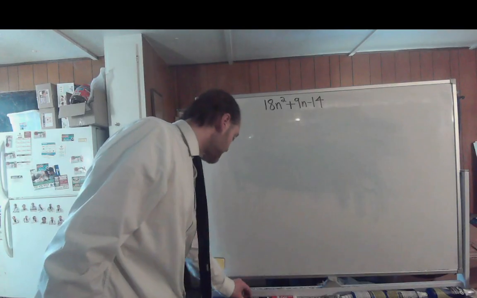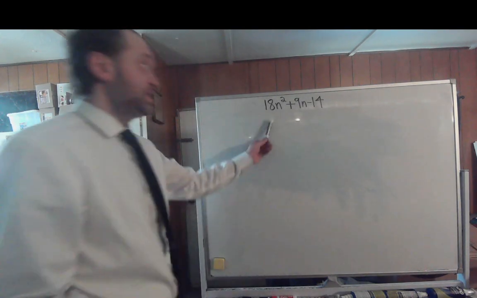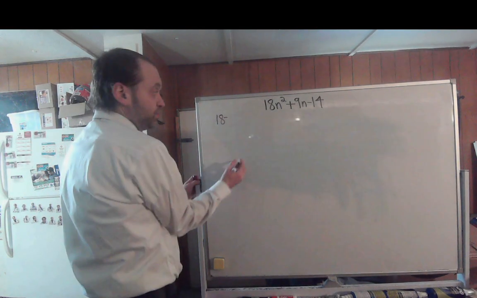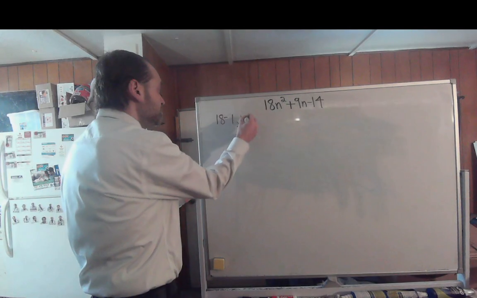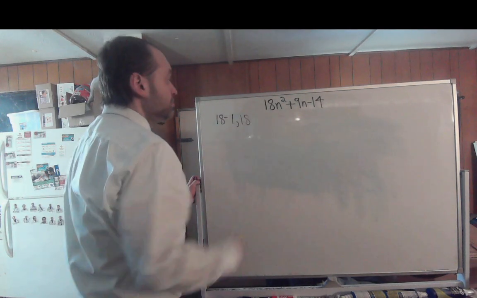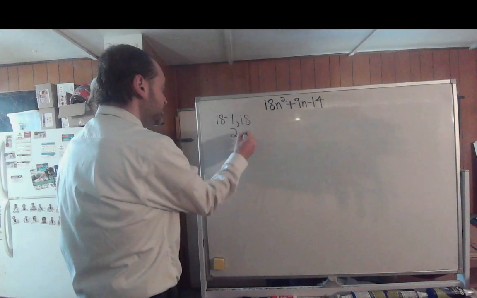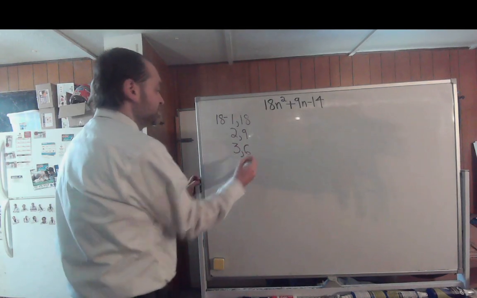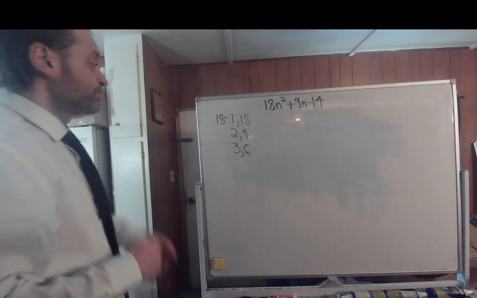Well, let's start by finding some factors of 18. So for 18, well, of course you got 1 and 18. That'll always be 1 in itself, but you also have 2 and 9. And then you also have 3 and 6. So there are 3 sets of factors for 18.